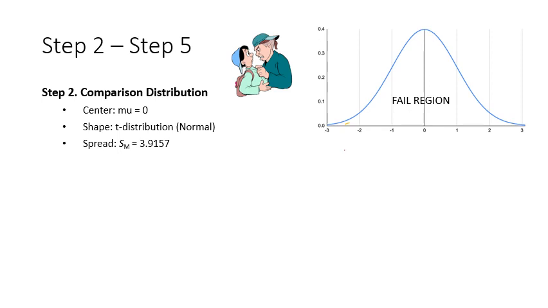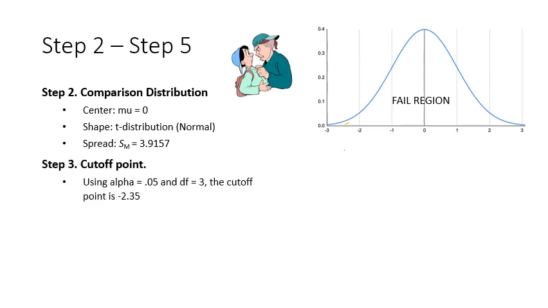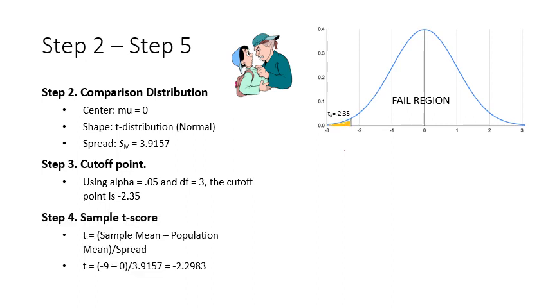The shape is the t-distribution, normal. We already have spread calculated earlier. The cutoff point we determine exactly the same way using degrees of freedom. We find it's -2.35 and have it marked there. The sample t-score we can calculate the same way: sample mean minus population mean divided by spread. Here we have -9 minus that 0 divided by spread, and we get a t-score of -2.2983. And we mark that up in our chart.